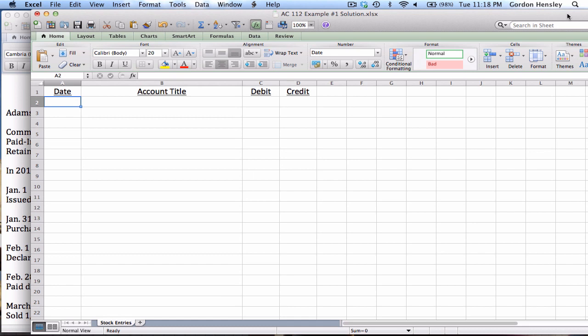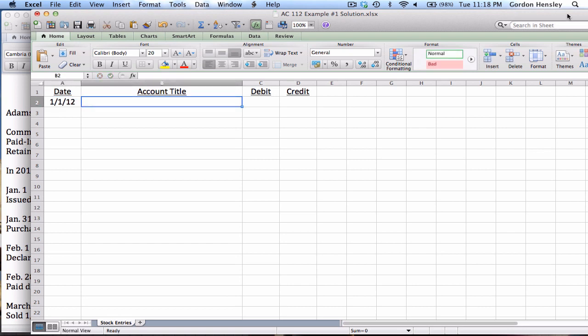Now, to do these journal entries, I'm going to utilize Excel. I have already set up in advance a format here with titles at the top. You could do this in Excel, or if you're doing a problem like this, you could even use your own paper. The first transaction is January the 1st.